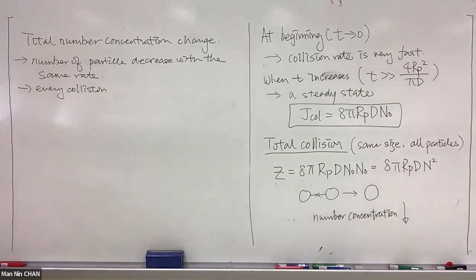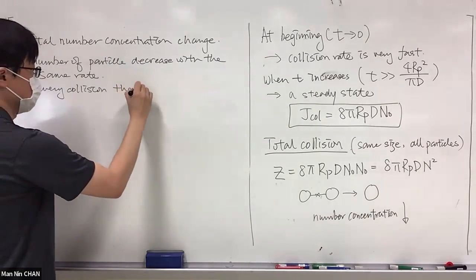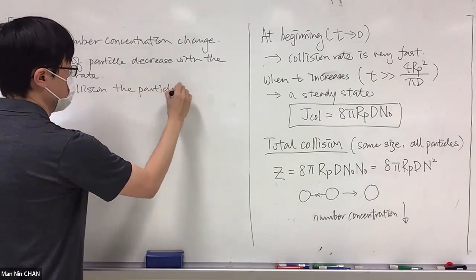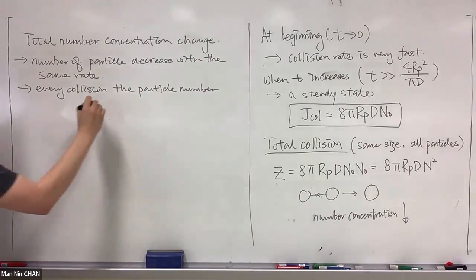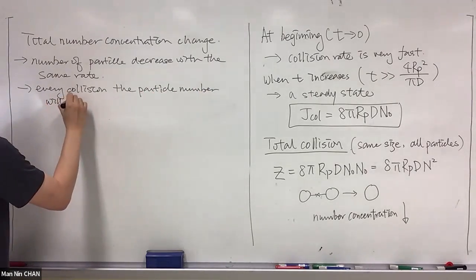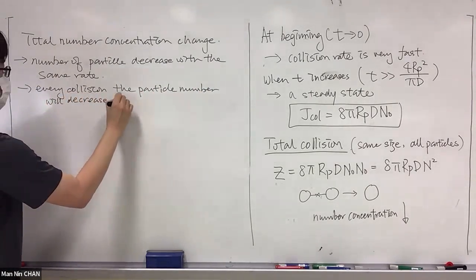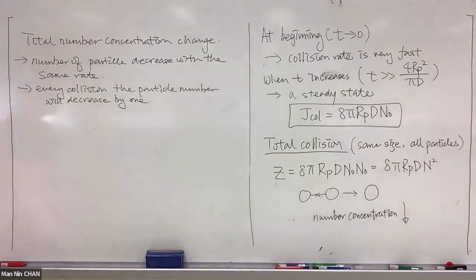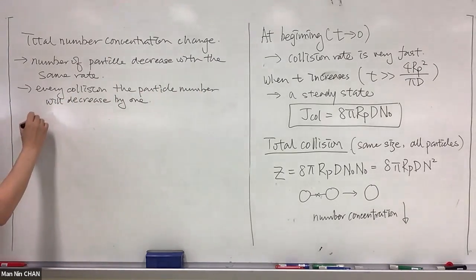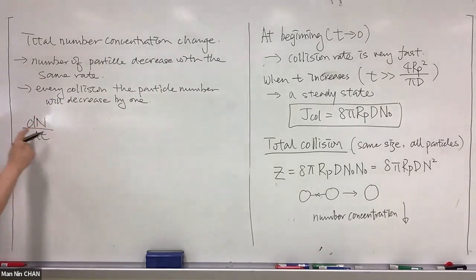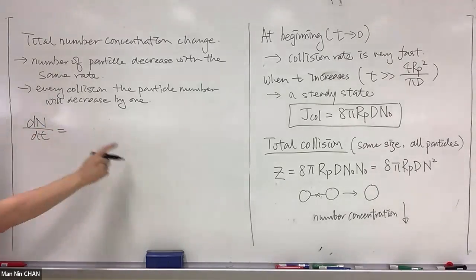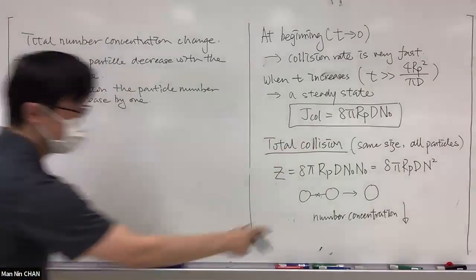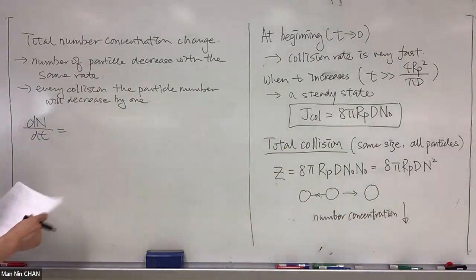Because every time you have this collision, your particle number will decrease by 1. So therefore, you want to look at the total number concentration of the system changing with time. That would be just equal to your collision rate, the total collision rate.